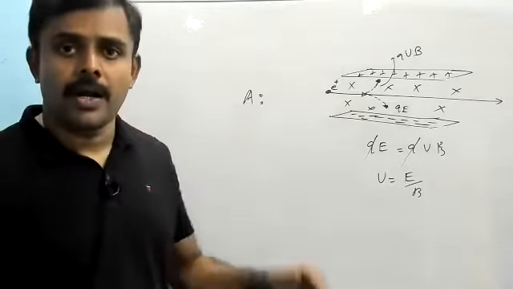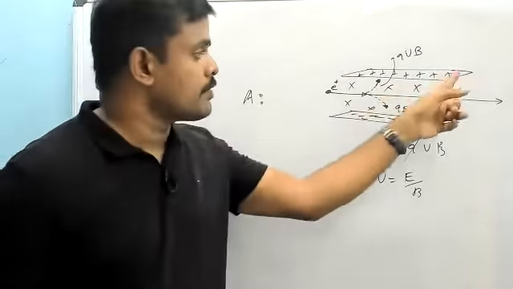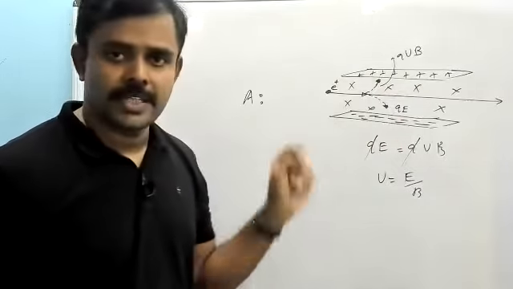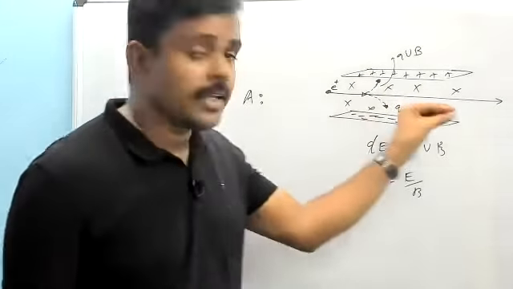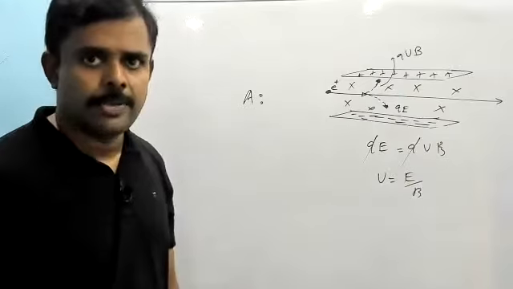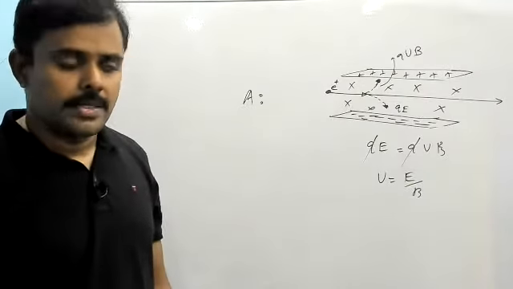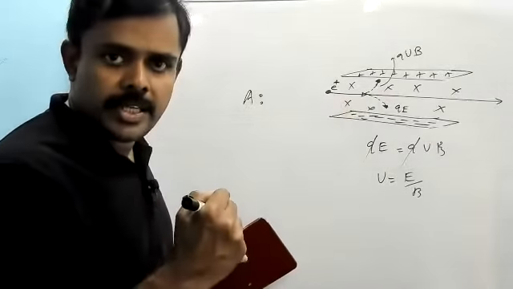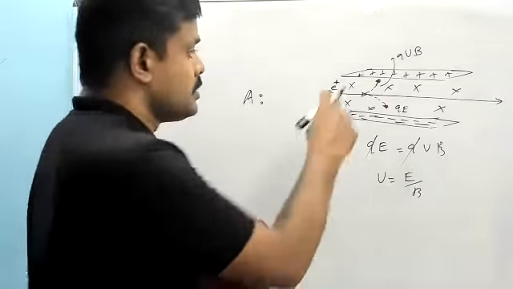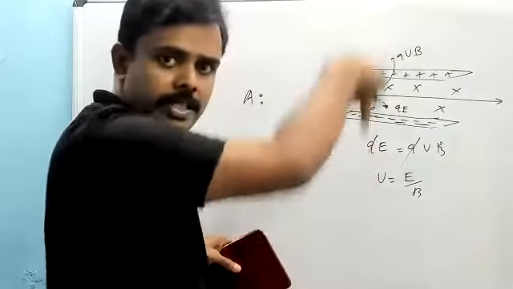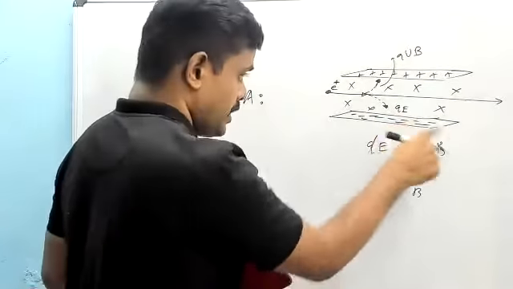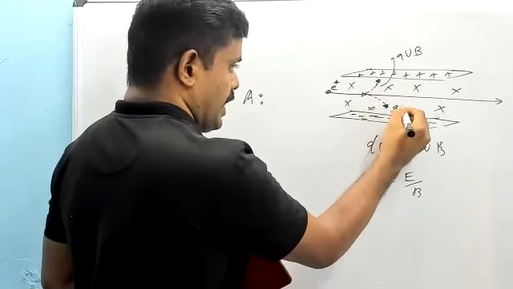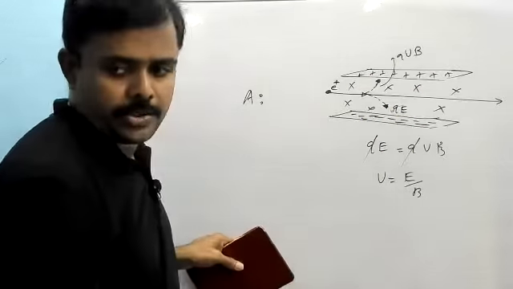I'll repeat one more time. The roof is full of positive charge, and the floor is full of negative charge. Into this region you are shooting a proton. What happens to the proton? The proton experiences two forces. Because it has a positive charge, it experiences an electric force. The plus plate repels the proton in the downward direction, and the minus plate attracts the proton in the downward direction. So the electrostatic force is downward, qE.